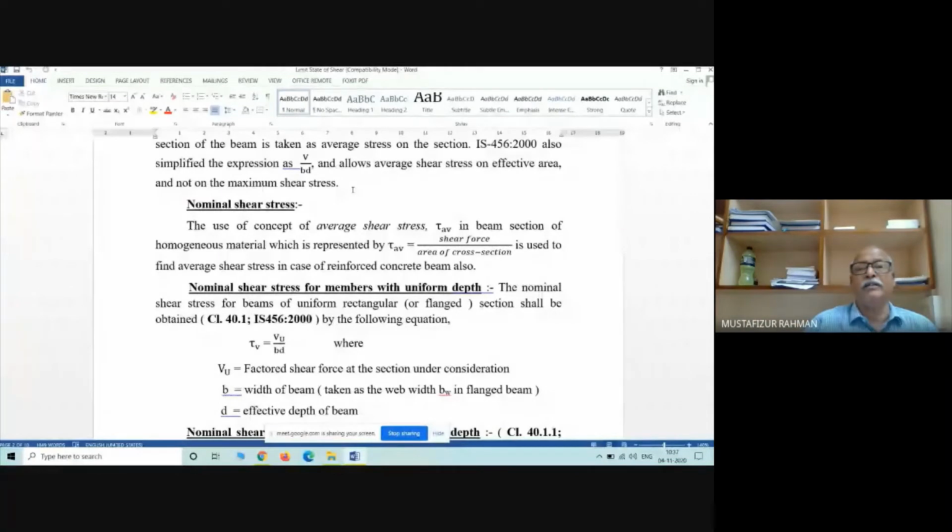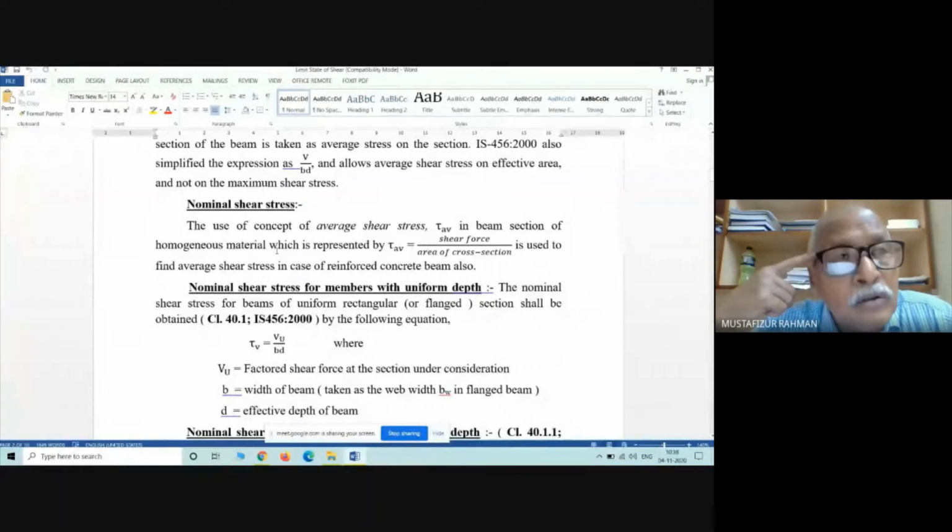Terms are given by the codes, the code of every country. In our India also, we have a code. I had repeatedly mentioned IS 456. It was revised in 2000 and reprinted different times. So you can download this also.